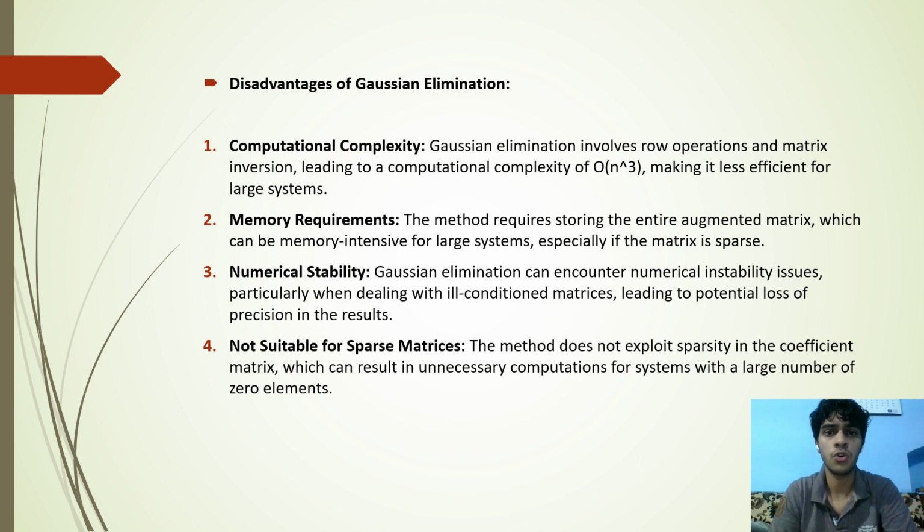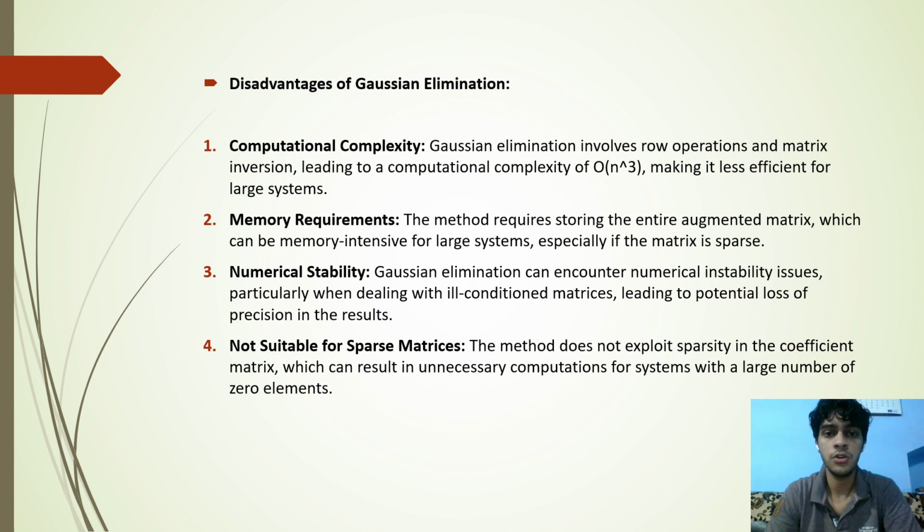Disadvantages of Gaussian elimination. Computational complexity. Gaussian elimination involves row operations and matrix inversion, leading to a computational complexity of O(n^3), making it less efficient for large systems. Memory requirement. The method requires storing the entire augmented matrix, which can be memory intensive for large systems, especially if the matrix is sparse.